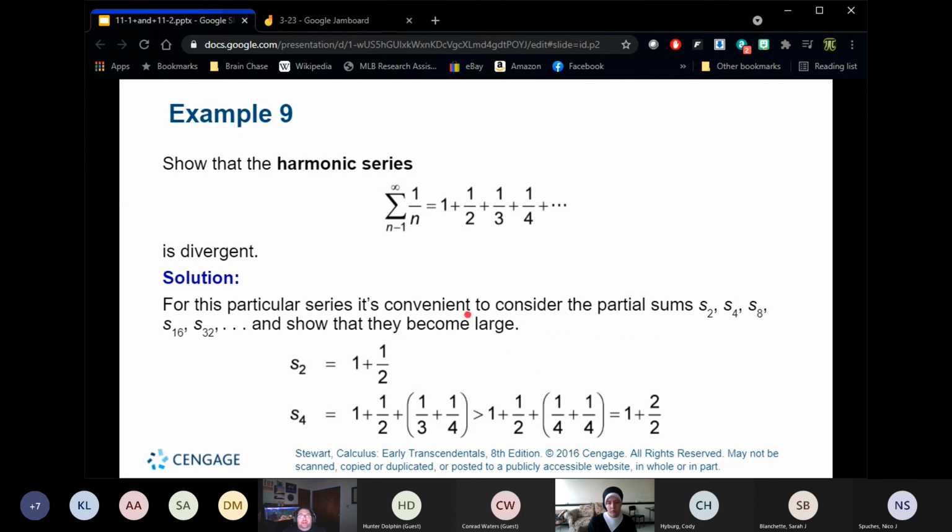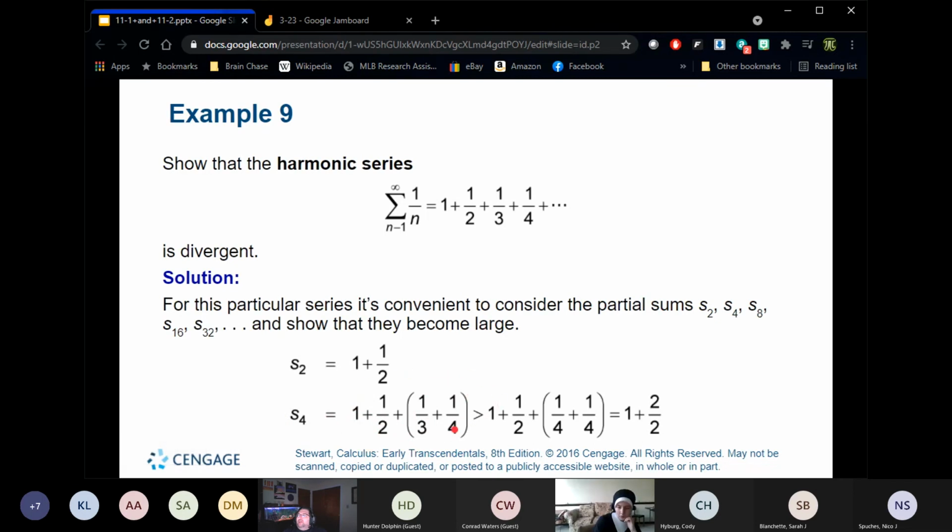So let's look at a specific set of them. Let's look at the second one. The second one, I have 1 plus 1/2. So just the first two terms, I'd have 3/2. Now let's look at the fourth one. The fourth one, I have 1 plus 1/2 plus 1/3 plus 1/4.